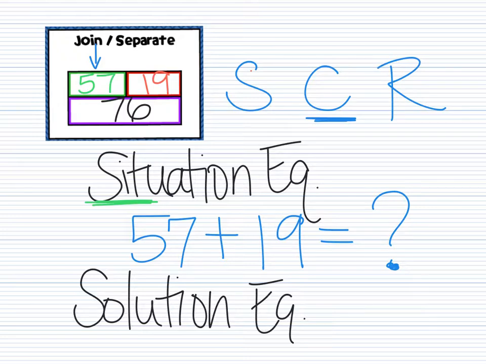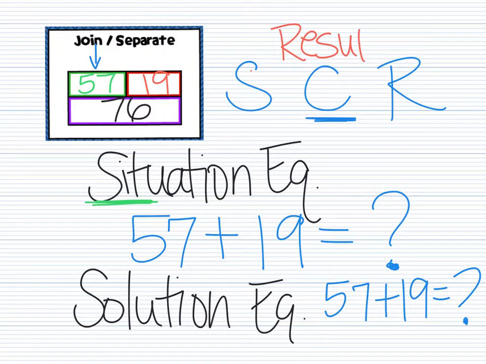Now my solution equation is, of course, how I solved the problem. And how did we solve the problem to figure out how many shells Ariana had after Isabella gave her 19? What did we do, class? That's right. We just added our 57 and 19. We added our add-ins together to find our sum of 76. So our solution equation is identical to our situation equation because here there was only one way to find our result unknown. This was a result unknown problem.